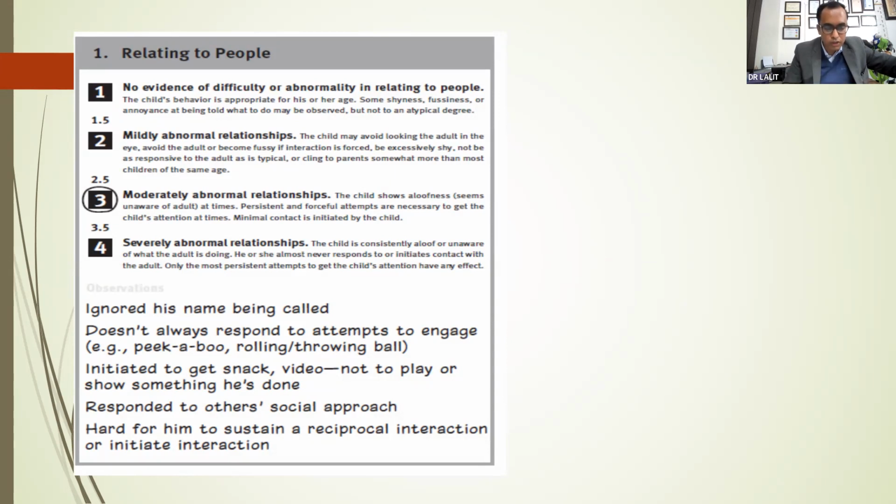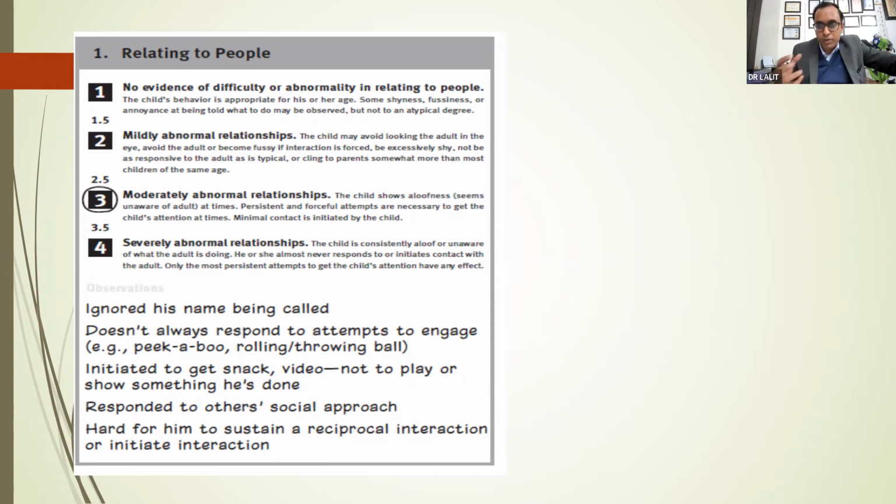So in the case of Mitchell, what observations have been made? The observer noted he ignored his name when being called and doesn't always respond to attempts to engage, like peekaboo, rolling or throwing a ball. He initiated to get a snack, not to play or show something he's done. He responded to others when asked. So social approach, or I would say social awareness, was there. It was hard for him to sustain a reciprocal interaction or initiate interaction.